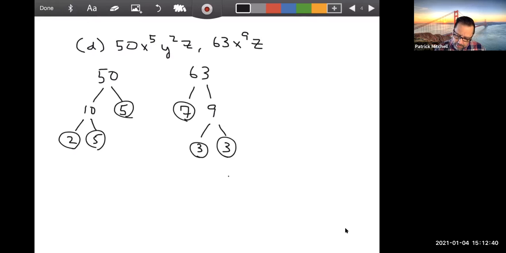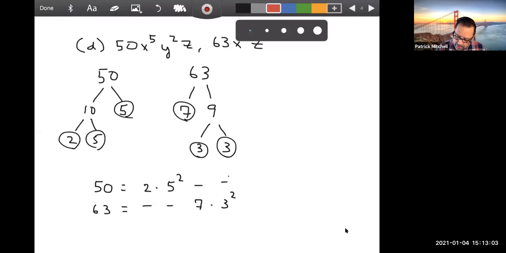Now, I thought it was important to show you an example like this. 50 is 2 times 5 squared, but notice 63 does not have 2 or 5 as a prime factor. It has 7 and 3 to the second. So this list has no complete columns. And whenever that happens, it means that the greatest common factor is 1.